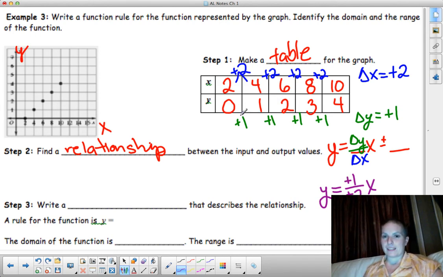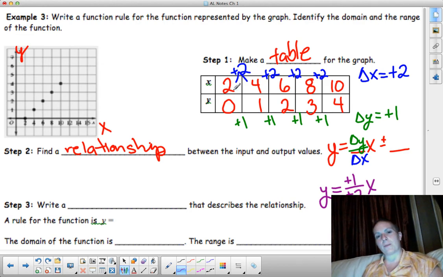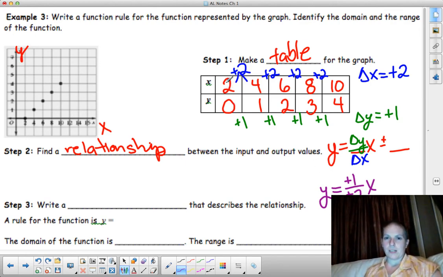The rate. If I do half of an input, so half of 2, well, that's 1. It didn't get us to our output. What could I add or subtract to get to 0? Because I want to do 2 times a half, and then I want my output to be 0.